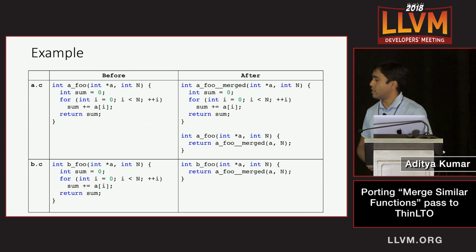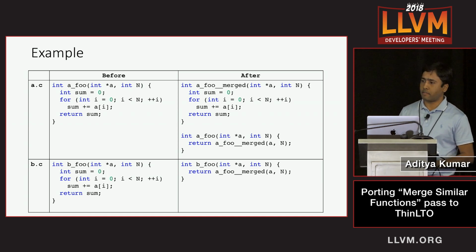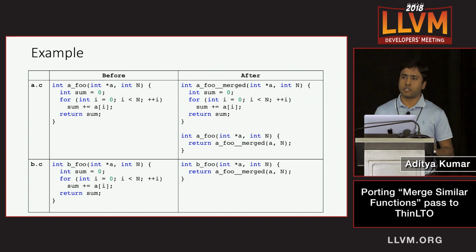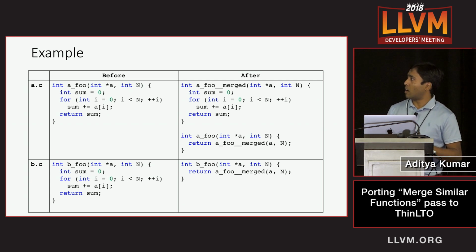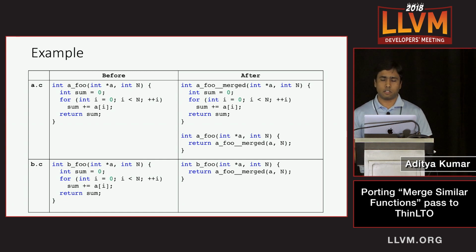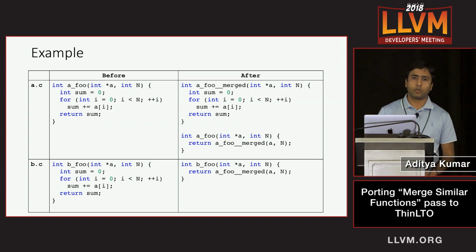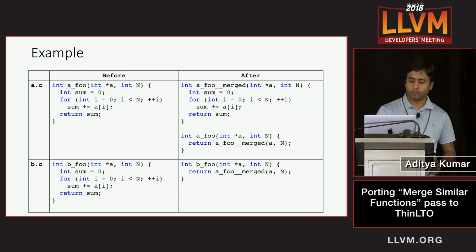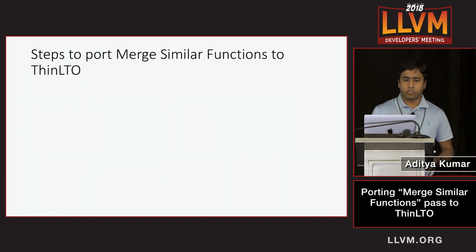For example, this is a very simple example where we have two functions which are identical. They are in different translation units. Traditional compiler optimization, or function merging, will not detect this. But when we perform link time optimization or ThinLTO, there will be only one copy of the function, and the two interfaces will just redirect to the one copy. We don't want to get rid of the interfaces because that will result in a link time error.